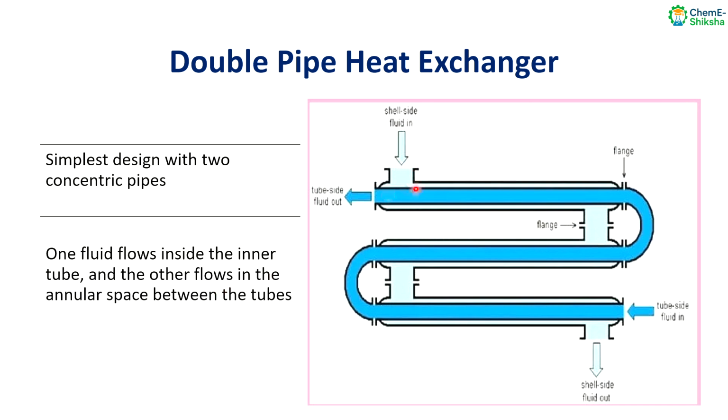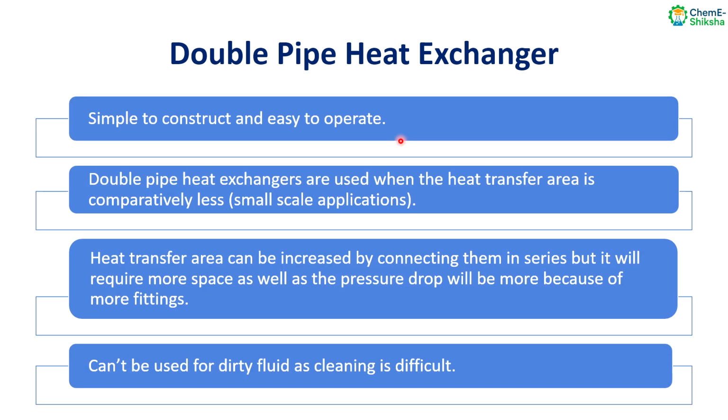So this is one fluid. You can see that this is called the tube side. This is the tube side fluid inlet, this is the tube side fluid outlet. This is the shell side fluid inlet, this is the shell side fluid outlet. There are some flanges. So this is the double pipe heat exchanger, which is a simple design, simple to construct and easy to operate.